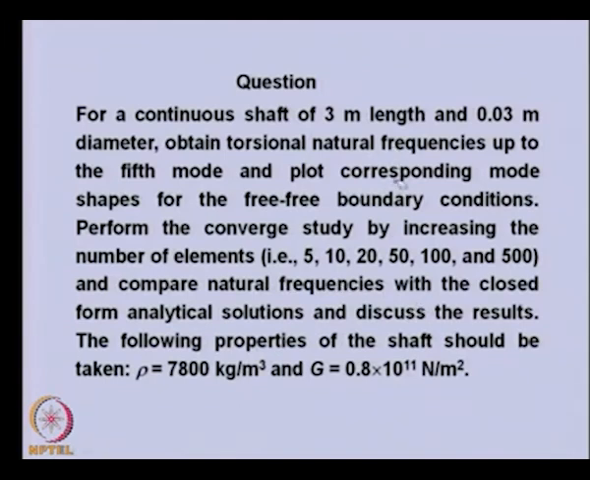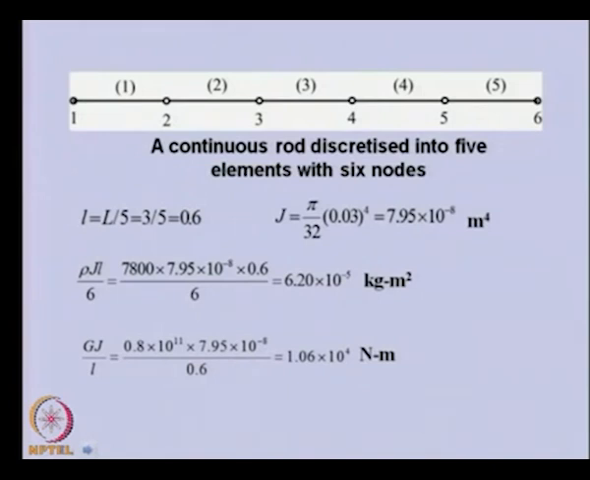In this particular case, the boundary condition is free-free, and for that we have the closed form solution available. These are the various properties of the shaft. For illustration purposes, I have divided the shaft into 5 elements, and because of that we have 6 nodes: 1, 2, 3, 4, 5, 6. These are the various properties, and because the elements are the same, we can obtain the element length, geometrical properties, mass property and stiffness property from the given data.